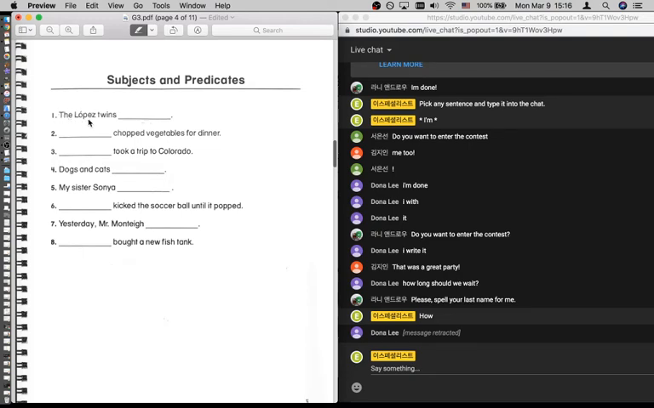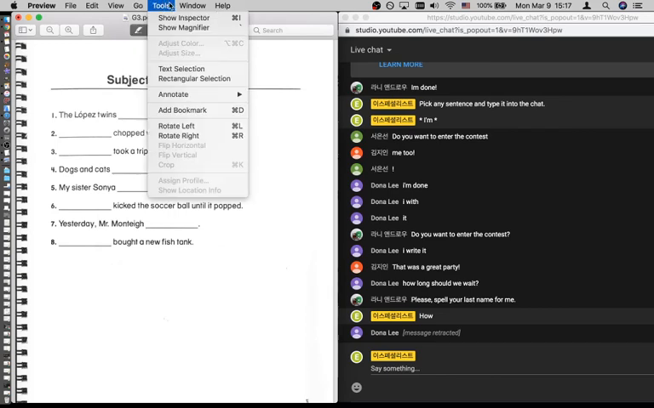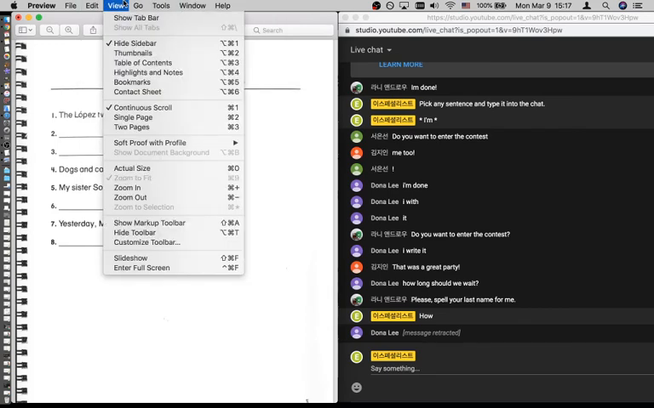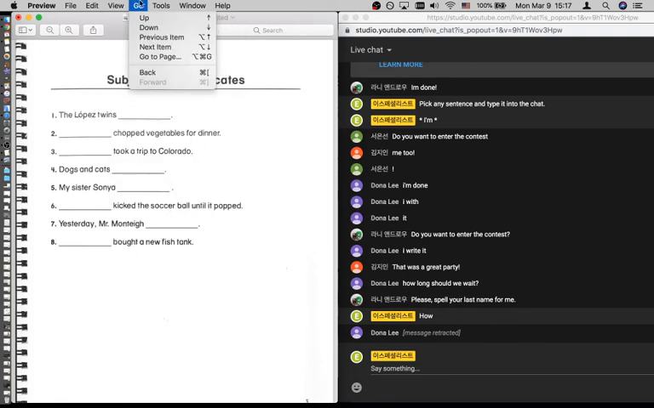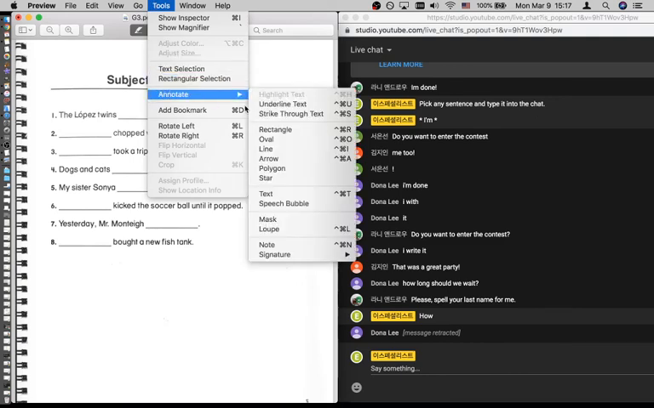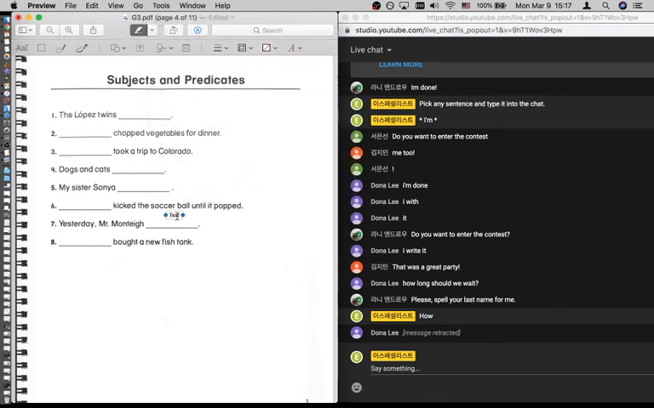So here we have the Lopez twins. We want to add something in here. How can I type something? I feel like I can type something here, but I don't know how. Do I enter something? Type. Insert. Markup? No. To text tools? Annotate. Text. Okay. Yeah. Good. Okay. If I just, oh, this is way more.